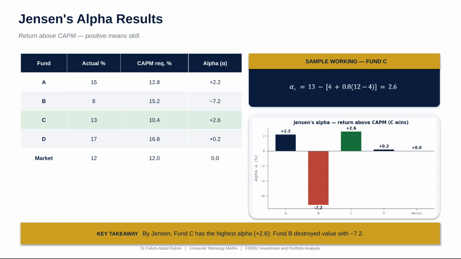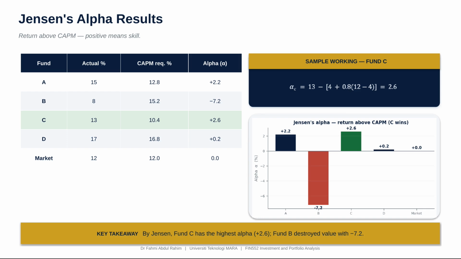For Fund A, 4 plus 1.1 times 8 equals 4 plus 8.8, which is 12.8. For Fund B, 4 plus 1.4 times 8 equals 4 plus 11.2, which is 15.2. For Fund C, 4 plus 0.8 times 8 equals 4 plus 6.4, which is 10.4. For Fund D, 4 plus 1.6 times 8 equals 4 plus 12.8, which is 16.8.